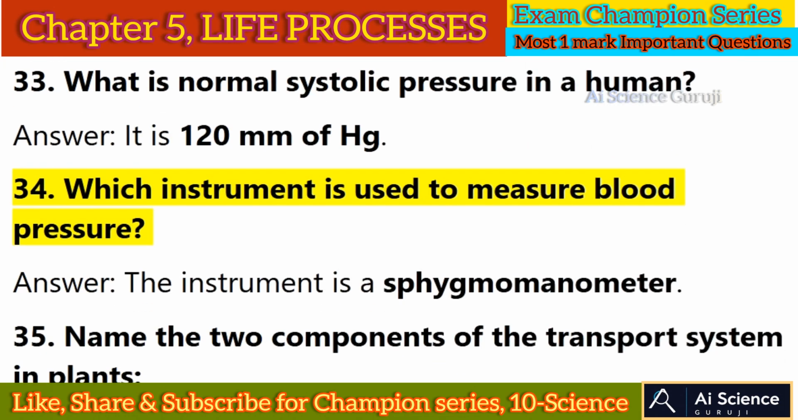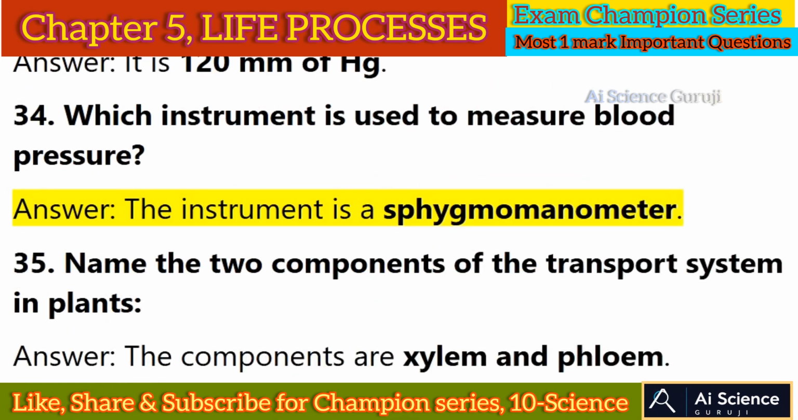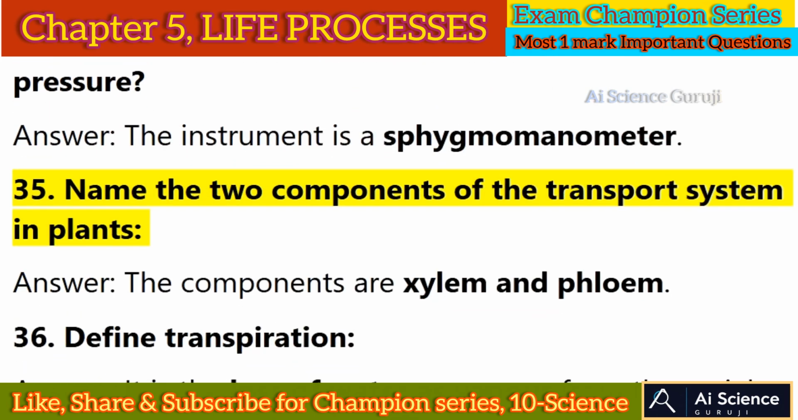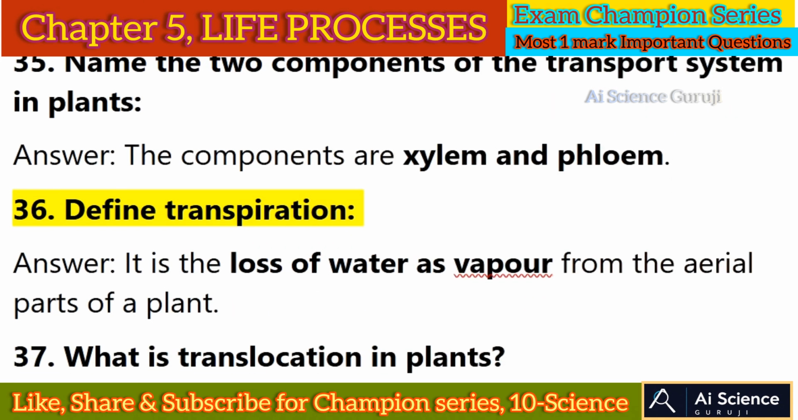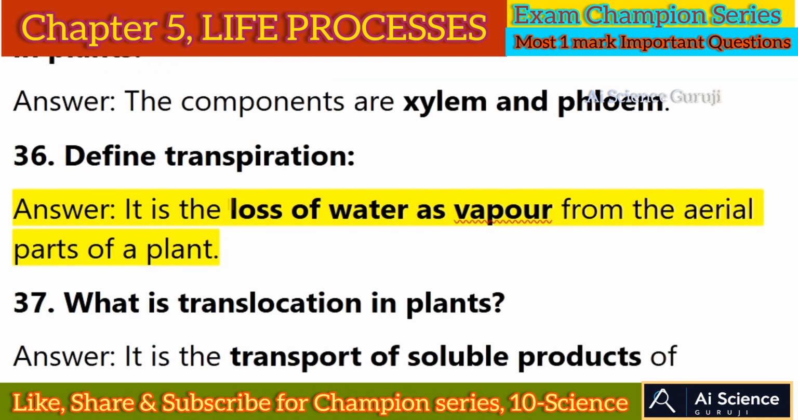34. Which instrument is used to measure blood pressure? Answer. The instrument is a sphygmomanometer. 35. Name the two components of the transport system in plants. Answer. The components are xylem and phloem. 36. Define transpiration. Answer. It is the loss of water as vapor from the aerial parts of a plant.